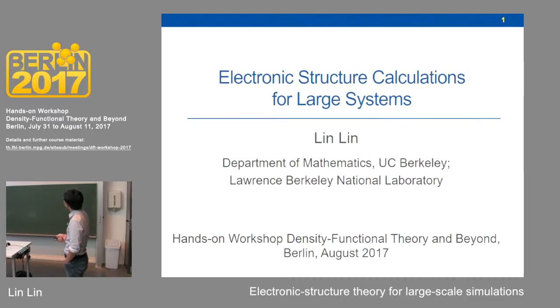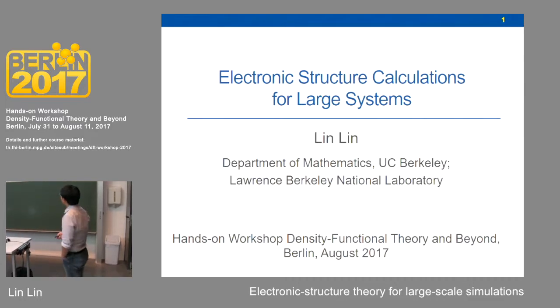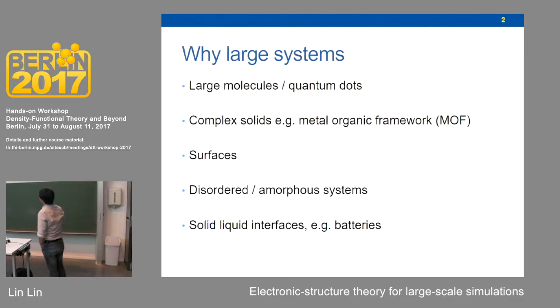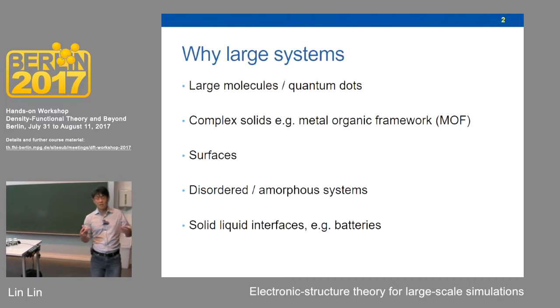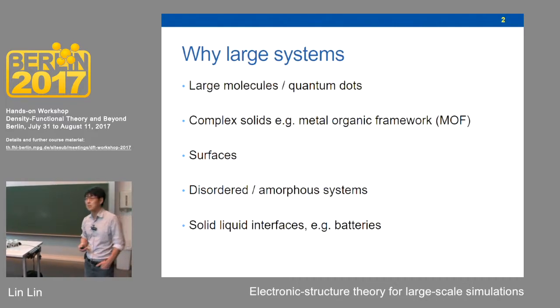So I'm going to talk about electronic structure for large systems. And first of all, the question is why we are interested in large systems from a physics, chemistry, or materials perspective. There are numerous examples showing that we're interested in them. We can be interested in large molecules or quantum dots, which can easily contain hundreds, thousands, or even more atoms. And we might be interested in complex solids.